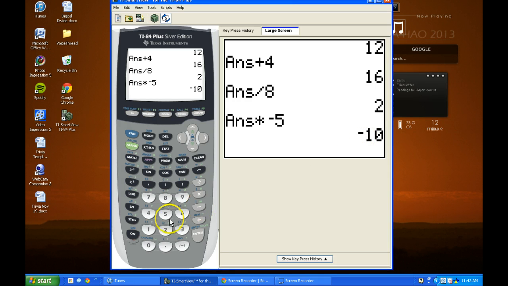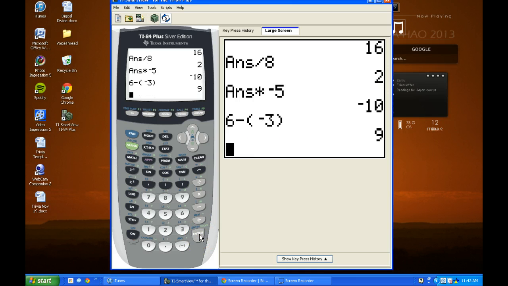One thing to be careful of. Suppose we have to do 6 minus -3. Now, as you know, 6 minus -3 means that we need to change this to addition, because negative of a negative makes this positive. We should get +9, which we do.